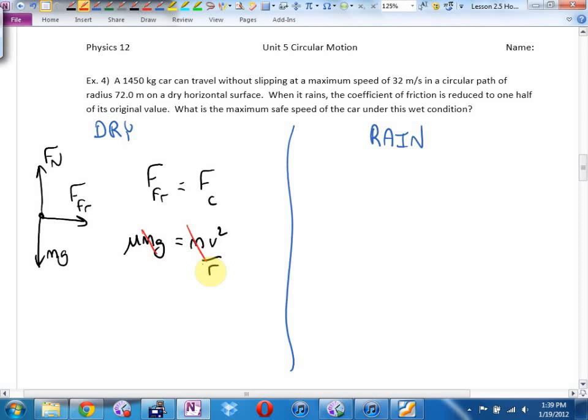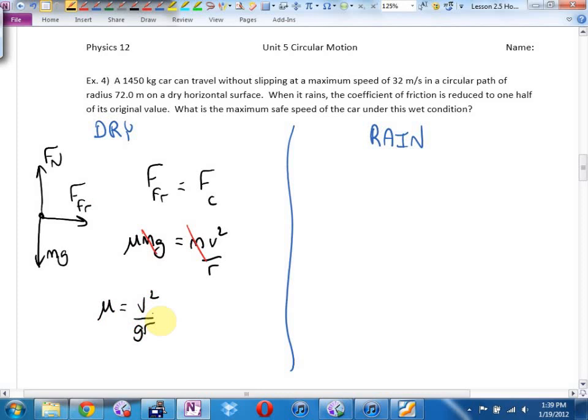Now, how would I get the mu by itself? How would I get this? What's the by? Divide by g, right? Mu is going to be v squared over g r. For them to take this particular corner at this particular speed, this is how much traction there has to be.